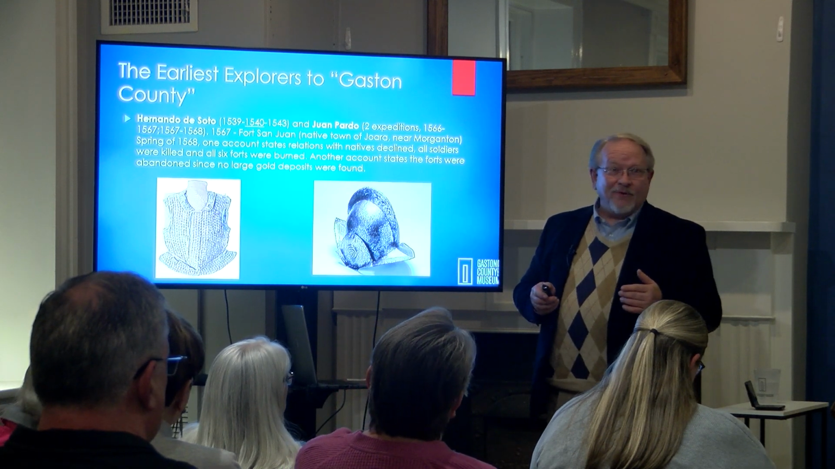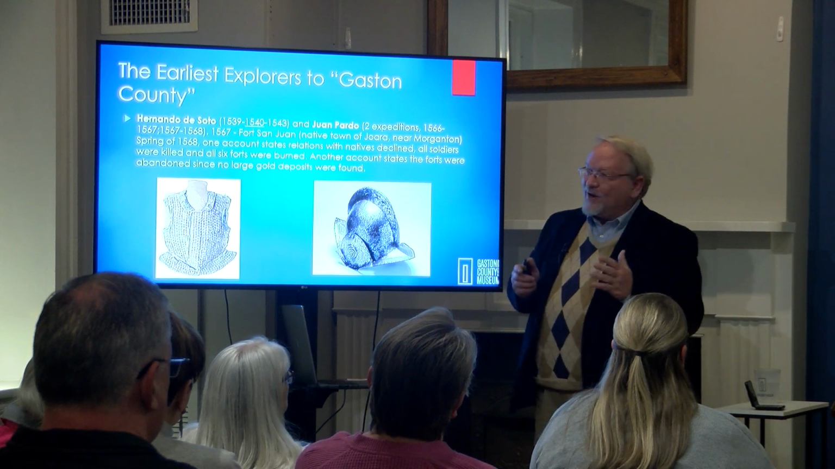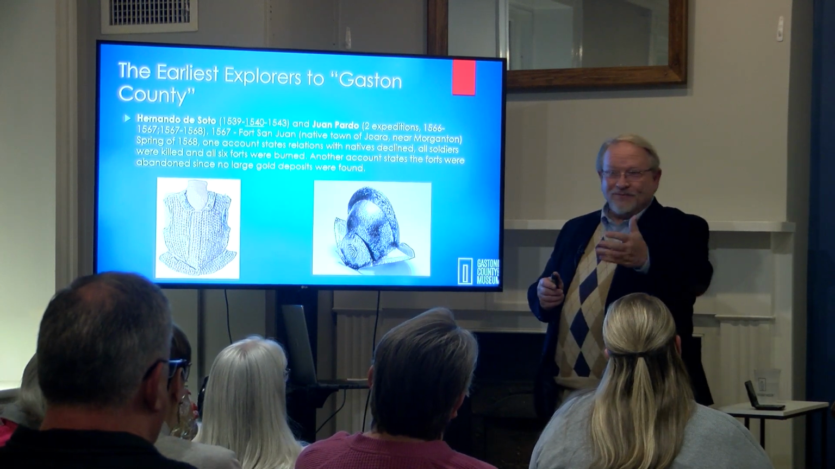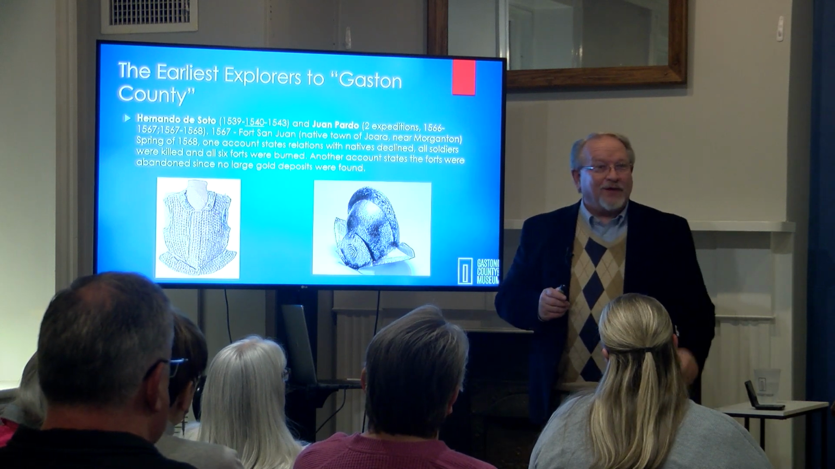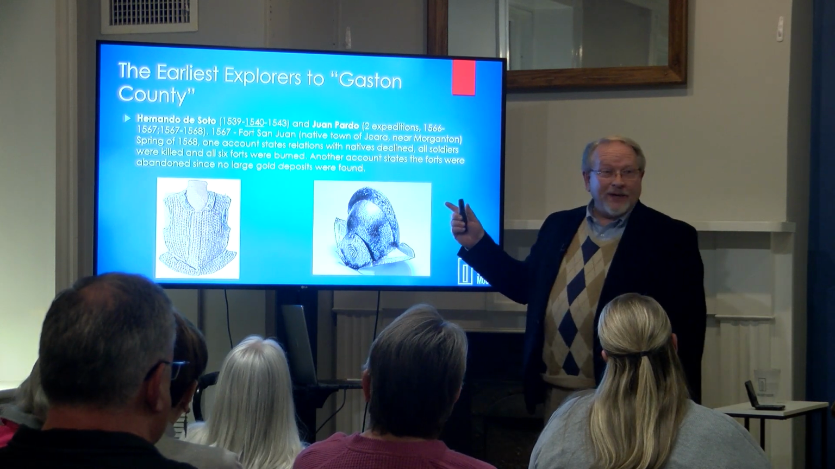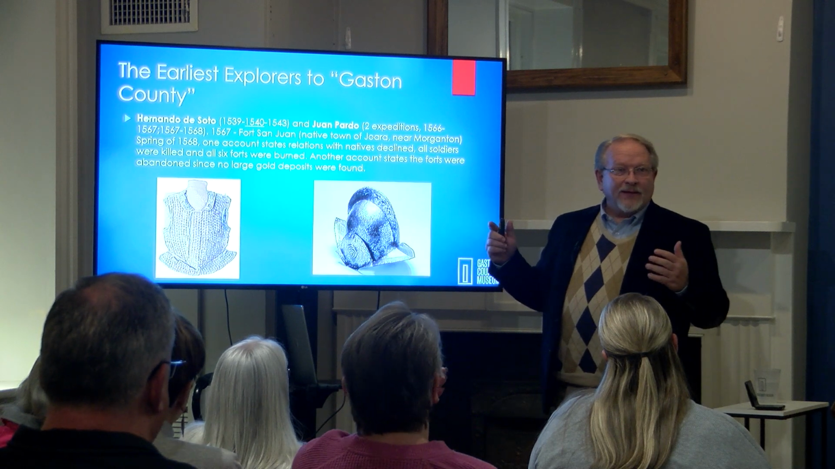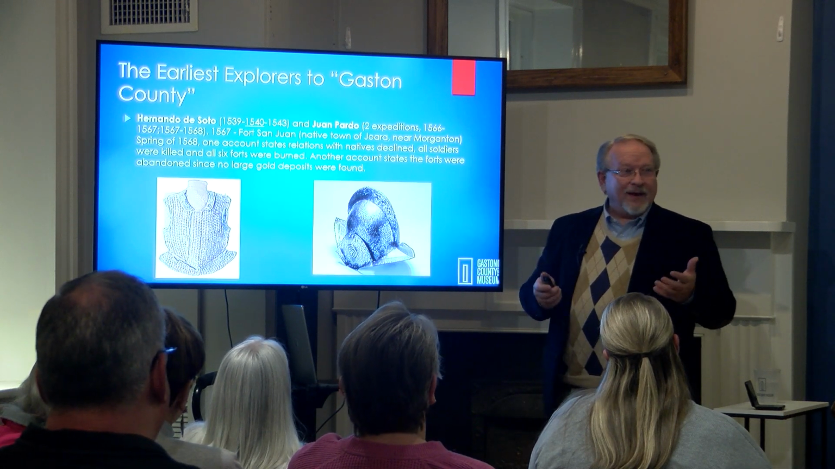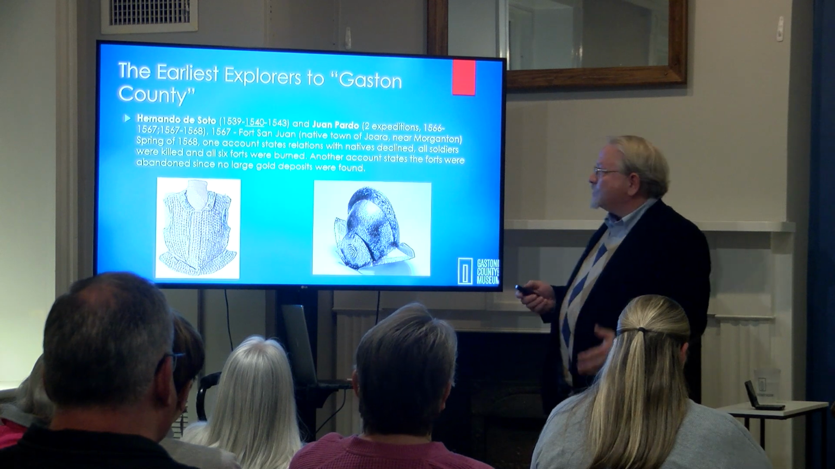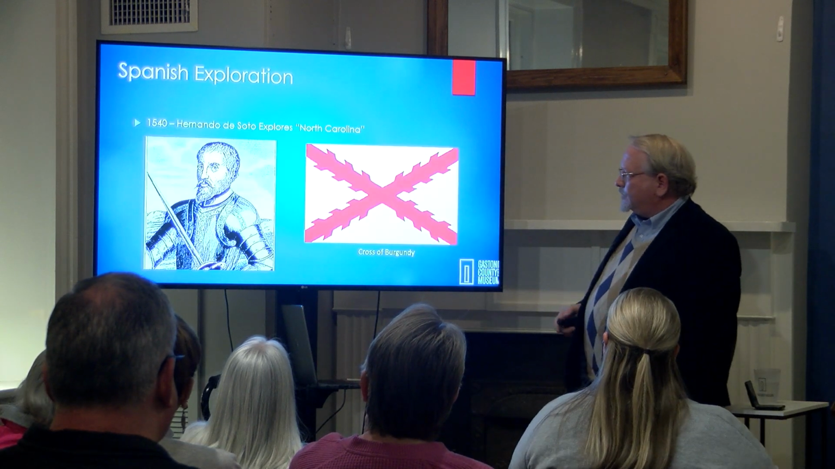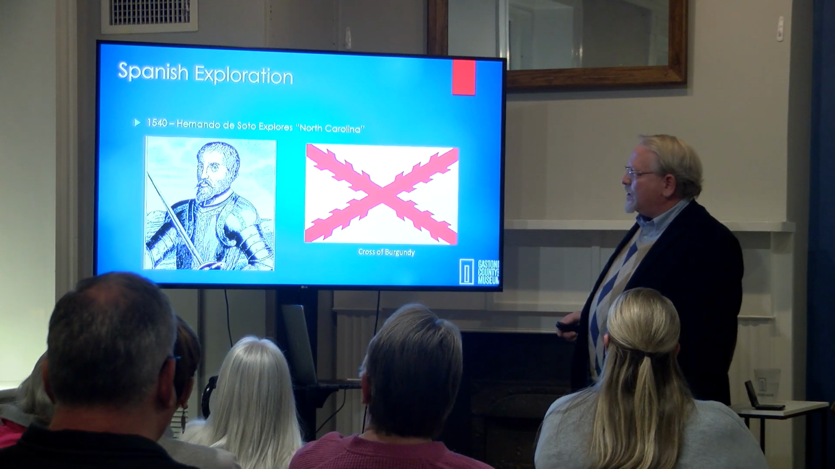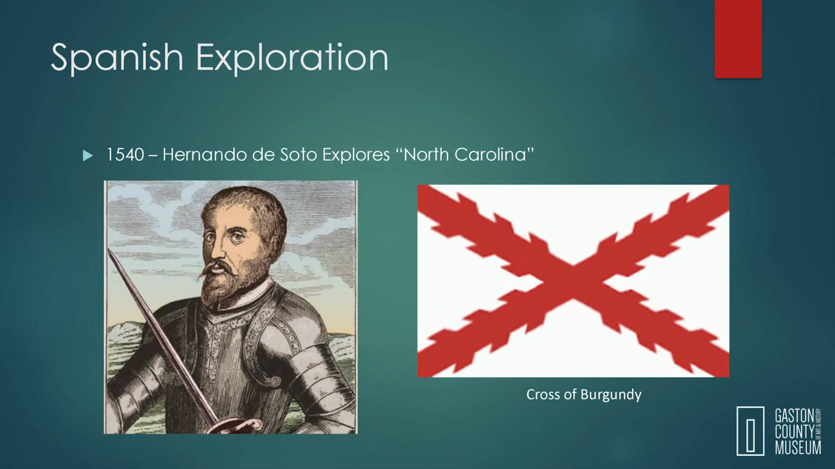The Native Americans never made good slaves, and they knew the land too much. They knew how to get away. There's a lot of reasons why they did not make good slaves. And the gold never materialized, so that's why the Spanish never staked a claim and never stayed for more than about 30 years. But the one who actually did a little bit of settling was Juan Pardo. This is Hernando de Soto in 1540. This is the Cross of Burgundy, the Spanish flag that he came through North Carolina on.